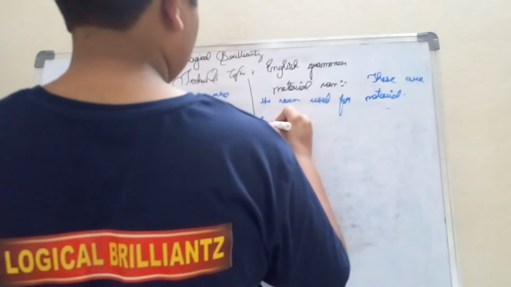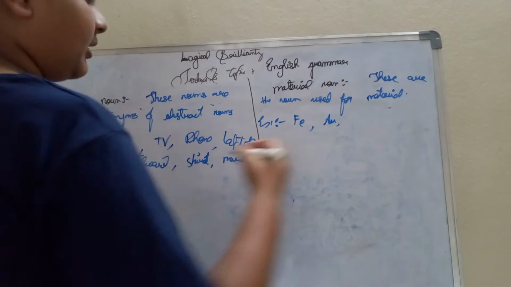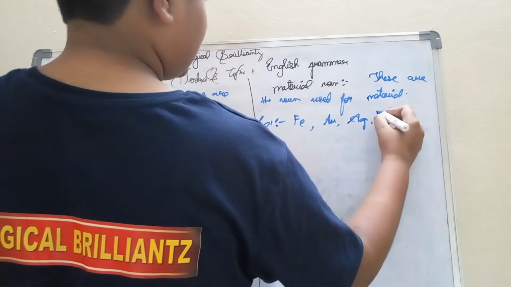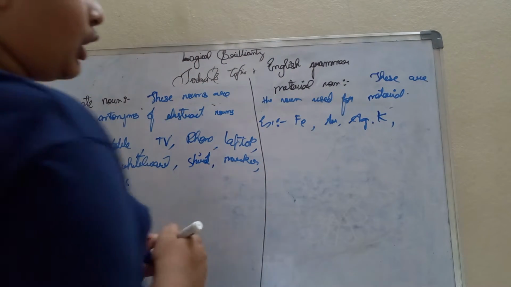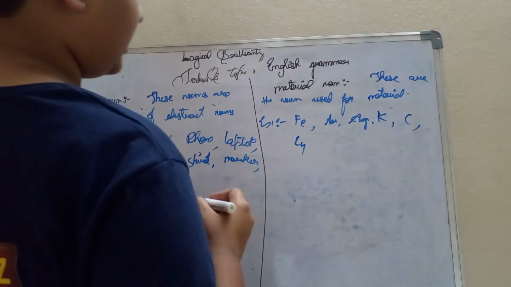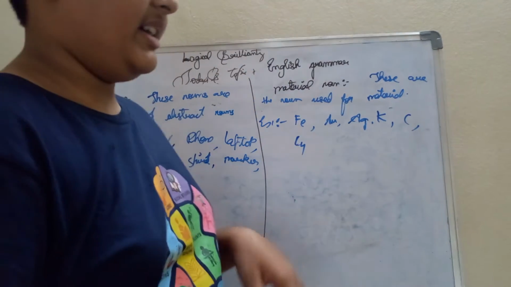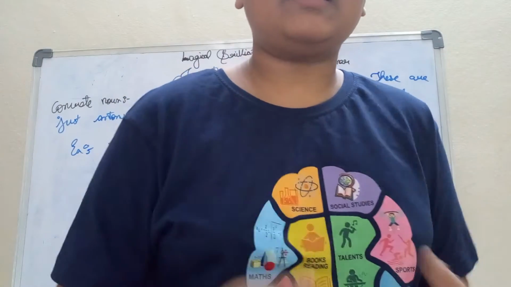For example, iron, gold, silver, potassium. It is a material, na? Iron, gold, silver, potassium, or carbon, diamond. Yes, diamond. So these are all the materials. Okay, gems. These are the nouns used for manufacturing the substances.